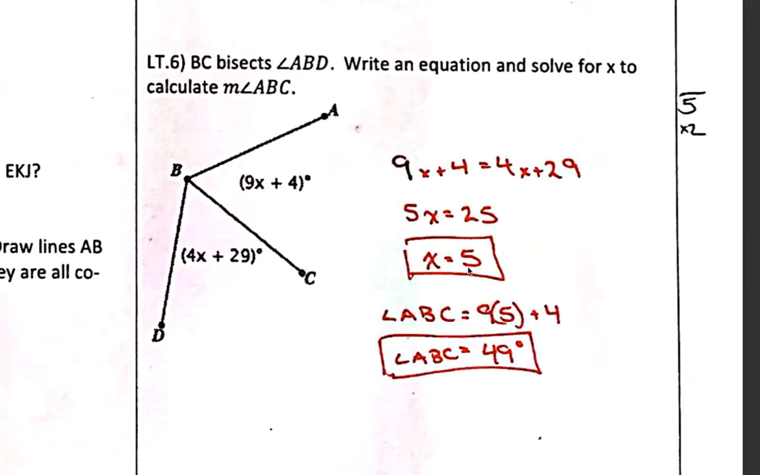Of course, don't stop there. You need to find the measure of angle ABC. And so 9x plus 4, well, we know that x is now equal to 5, so 9 times 5 is 45, plus the 4 is 49, and so many of you this time remembered to put degrees.